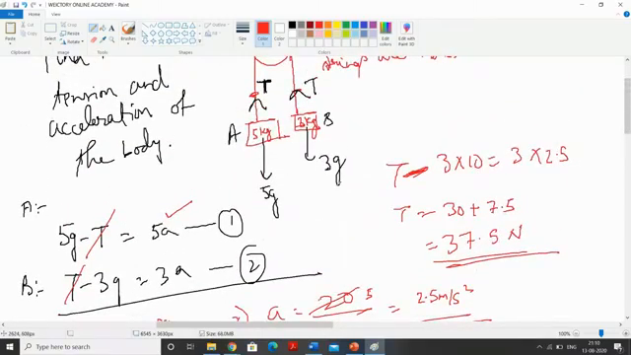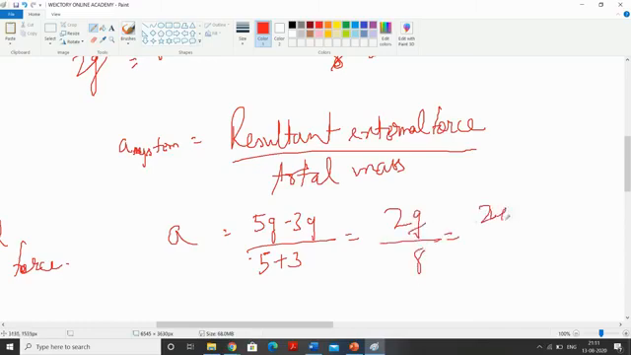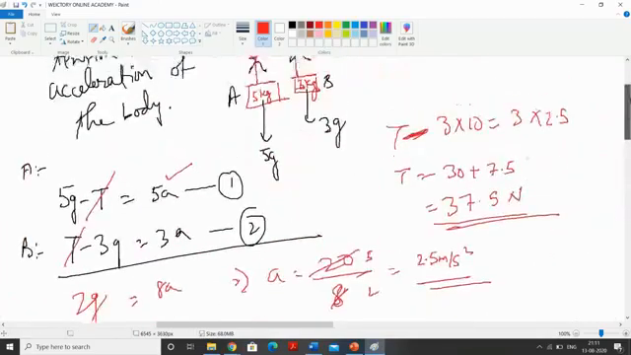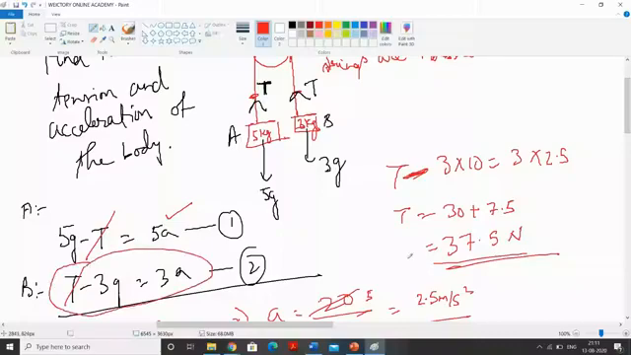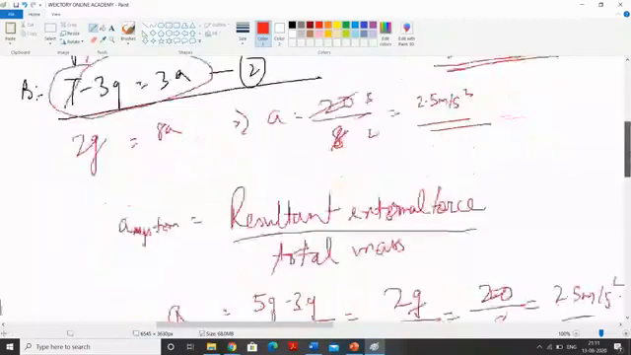So for the acceleration of the system, what is the resultant external force? External force is the gravitational force, because tension is the internal force, right? So if 5g is trying to pull this system downwards, this 3g is opposing it. So the resultant external force is 5g minus 3g divided by the total mass, 5 plus 3. That's 2g over 8, which is 20 over 8, and that will give you 2.5 meter per second square. And we can find the tension by writing the equation of one block: T minus 3g is equal to 3a. You just need to substitute 2.5 there, like we did here, and you'll get the tension.